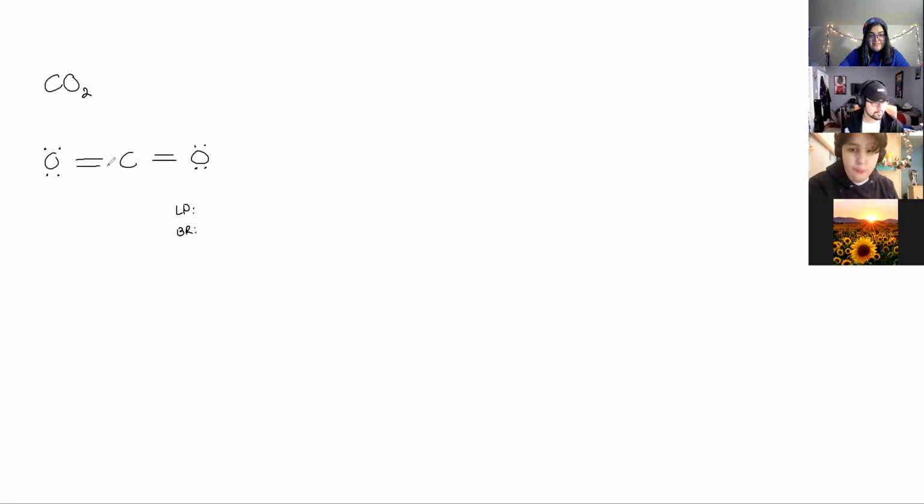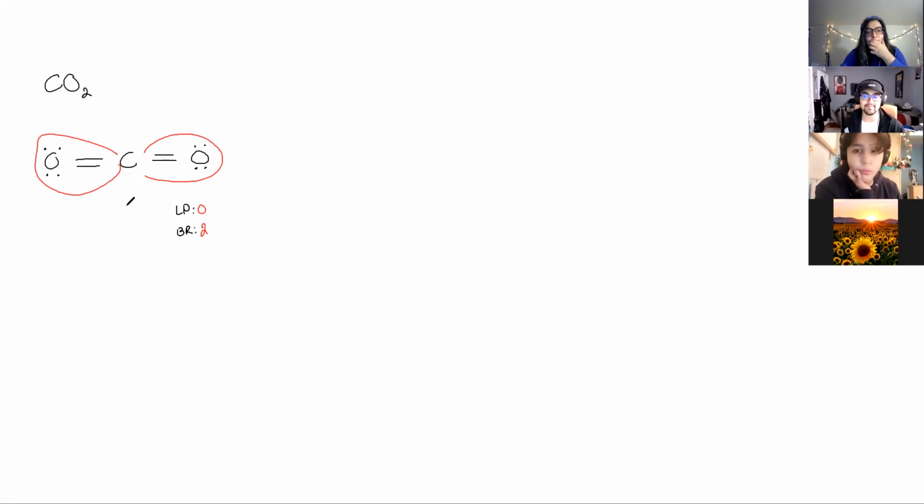So you got 2 bonded regions. We don't count double bonds as 2 bonded regions because technically here it's still 1 whole bonded region. So we have 2 bonded regions and then 0 lone pairs because there are no lone pairs on our carbon atom. Think of bonded regions as when you're bonded to different things. Even though you have a double bond, yes, there are 2 bonds there, but they're bonded to the same thing, so it's still just 1 bonded region.